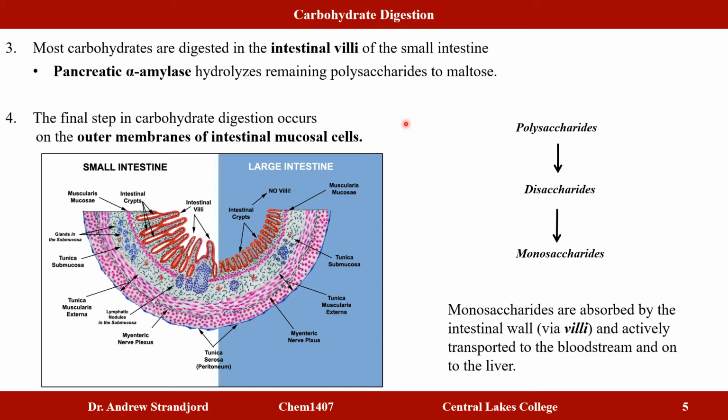The final step of digestion of carbohydrates occurs in the outer membranes of these intestinal mucosal cells to form monosaccharides. These monosaccharides are then absorbed by the intestinal wall in the villi and are actively transported to the bloodstream and onto the liver for metabolism.